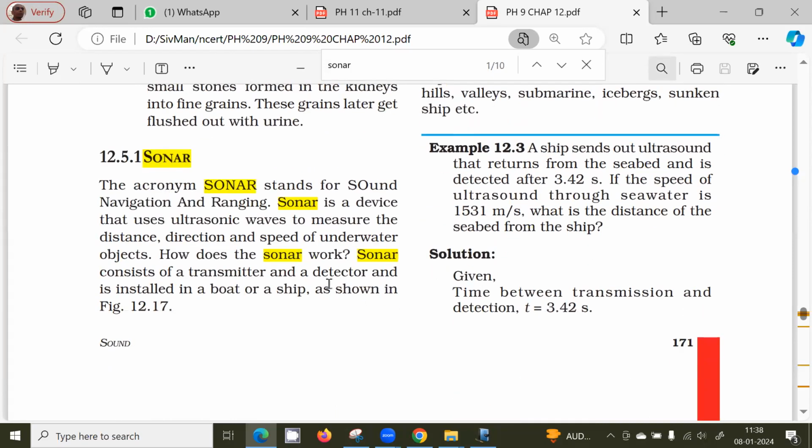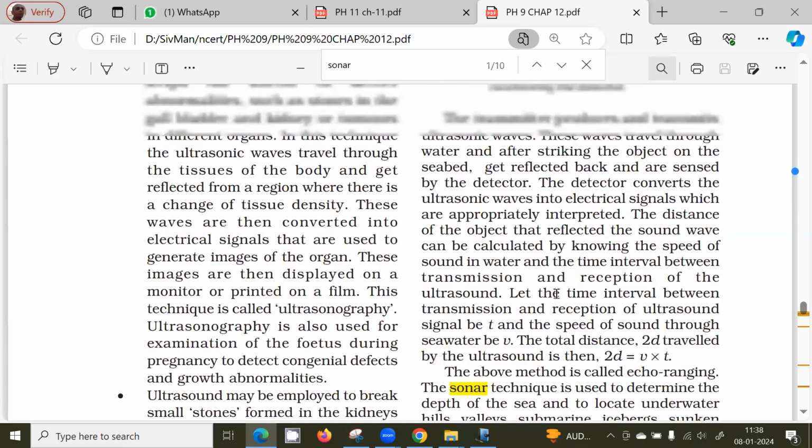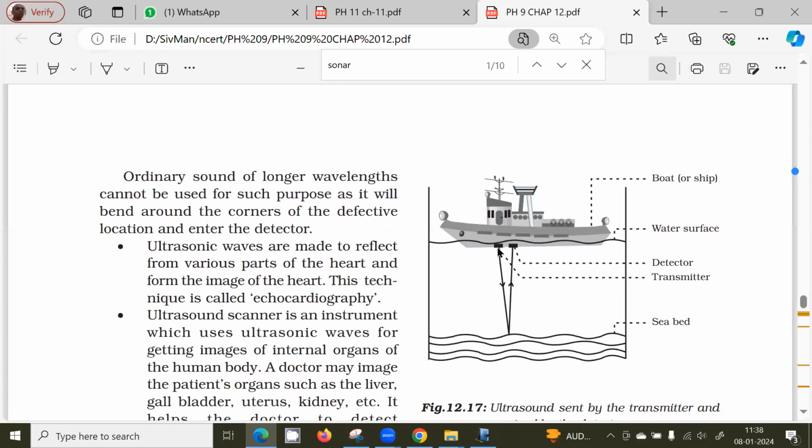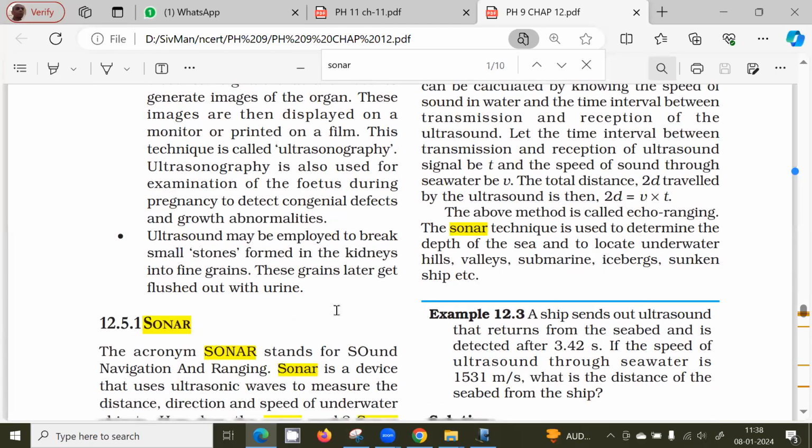Navigation and ranging. Suppose there is an airplane coming in the sky. I can detect the direction of the location of the plane using radar, that's using electromagnetic waves. Similarly, I can also use sonar to find the direction. But sonar is basically used here: there is a source of sound, and it's being reflected by the seabed and coming back. So this is sonar.